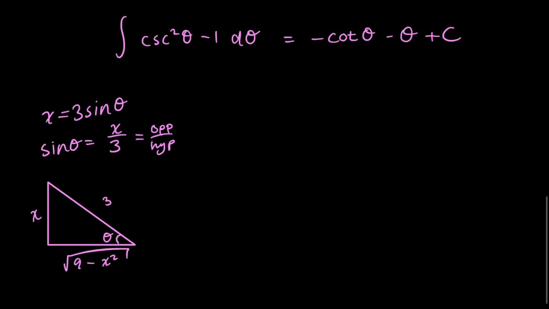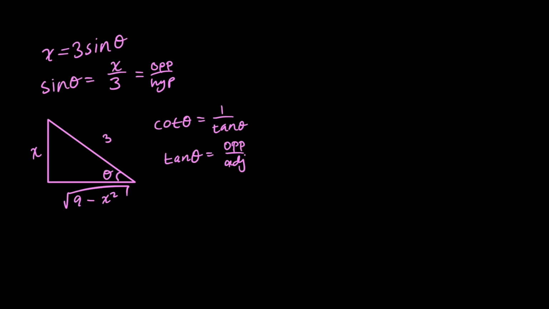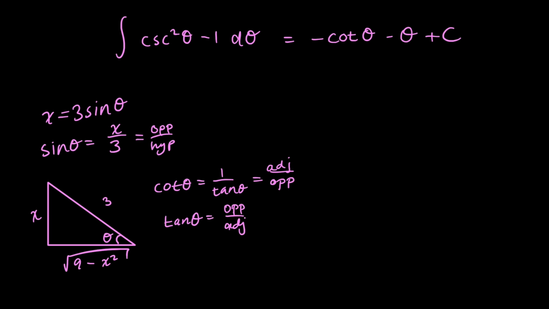Also, using the fact that cotangent theta is equal to 1 over tangent theta, where tangent theta is the opposite over the adjacent, the cotangent case is just flipped, so it's the adjacent over the opposite. I basically have everything I need. And we can also define theta by taking arc sine, so this becomes arc sine of x over 3 is equal to theta. And now I have everything I need to substitute it back in.